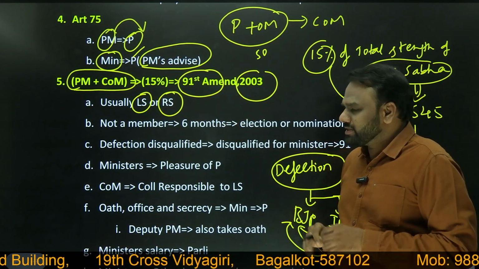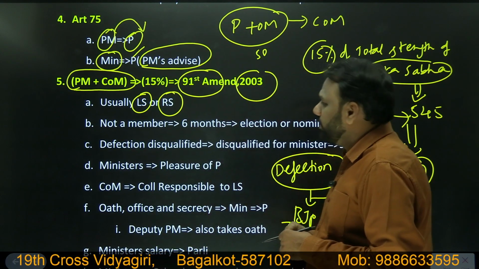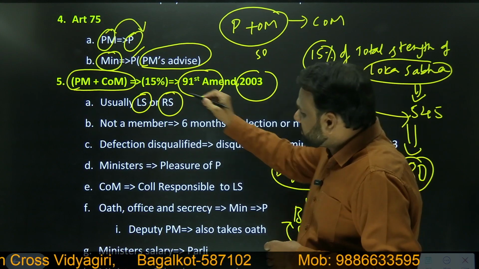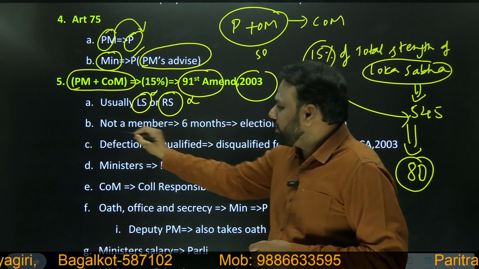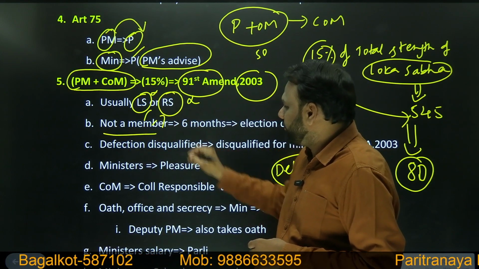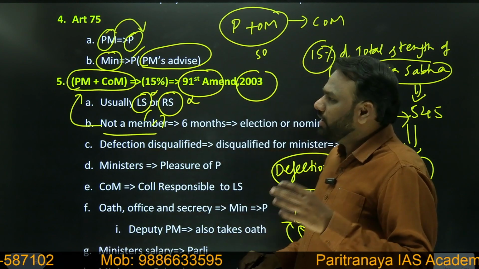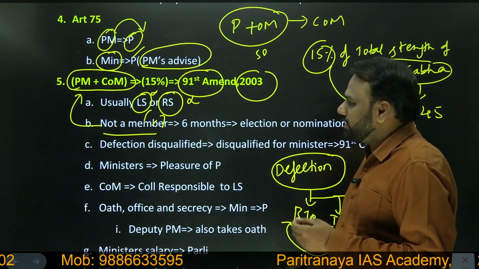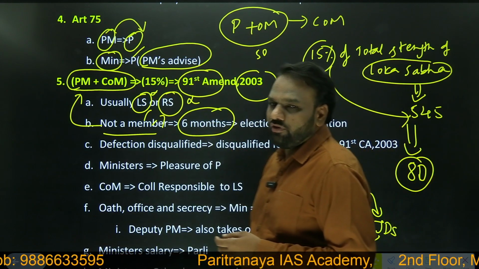Okay. Next, another important fact which we are already aware of. A person who is neither a member of Lok Sabha nor a member of Rajya Sabha can still become a minister. He can become either a prime minister or an ordinary minister for how many months? For 6 months. Okay, for 6 months.